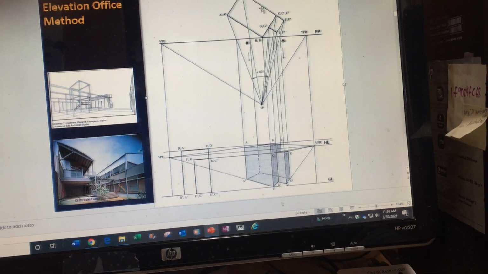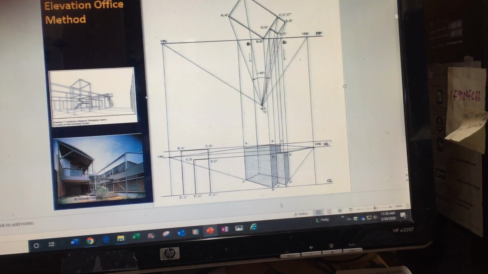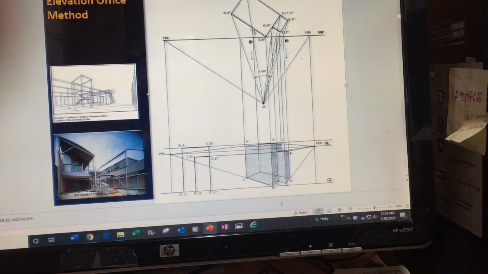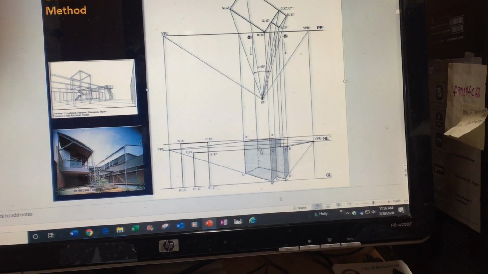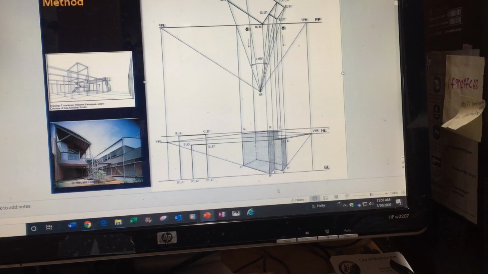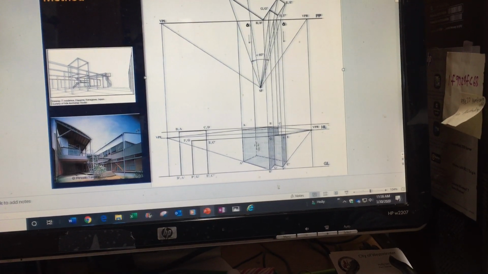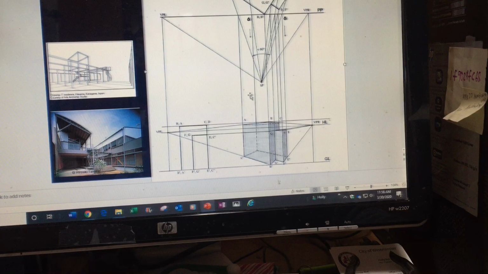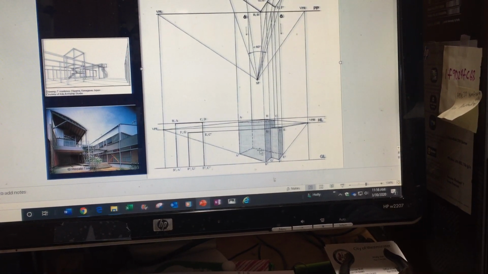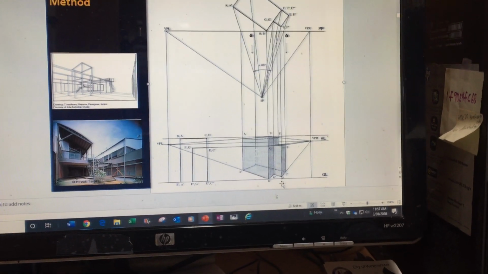Do the same way with the big building. Start from the standing point. You connect with the other corner of the building. It cuts the picture plane, drop down, and you know this point. If you connect with the vanishing point left and vanishing point right, you know this is the left corner of the end of the building. So if you see like this, it connects with the end of the building.